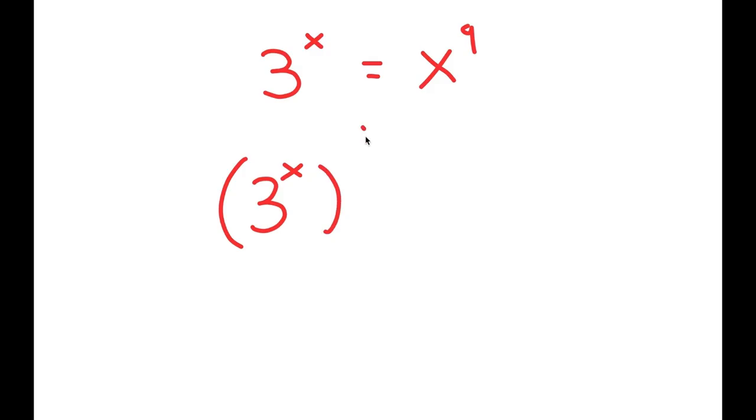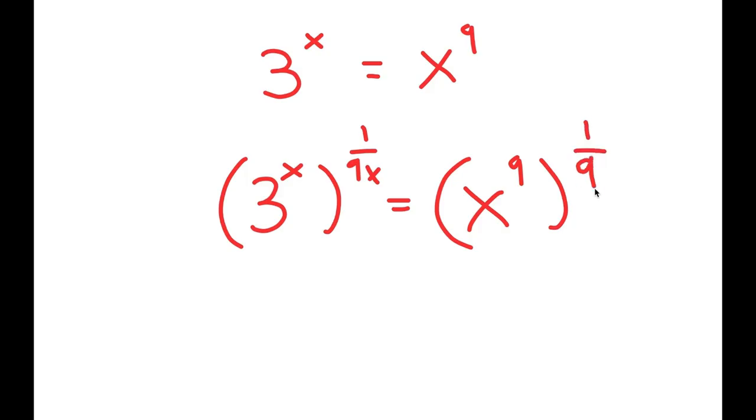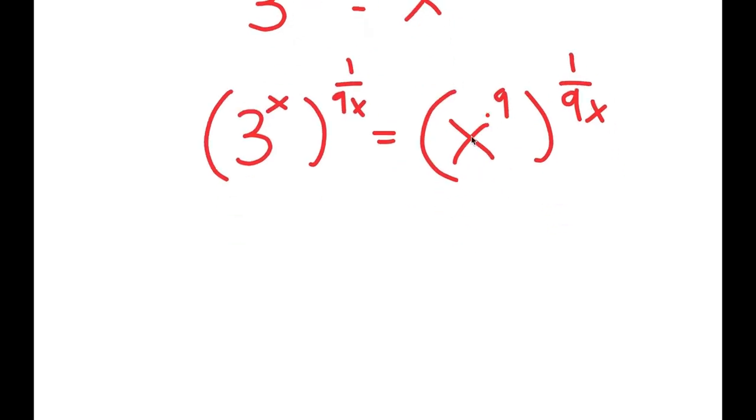Alright, so in this video, I'm going to solve the equation 3 to the power of x is equal to x to the power of 9. So, to solve this, I'm going to first take the power of 1 over 9x on both sides. And the reason I'm doing this is so I can just get the numbers on one side and then the variables on the right side.